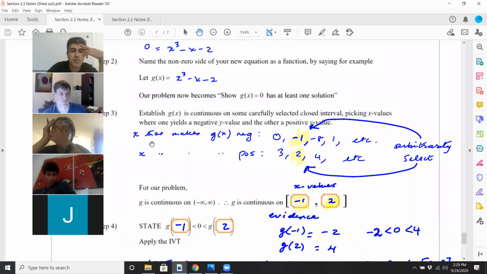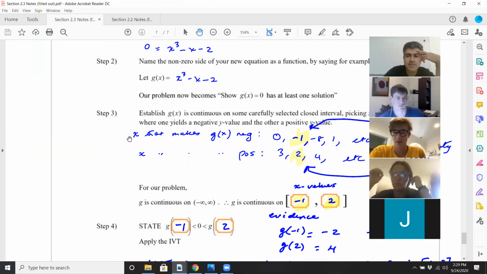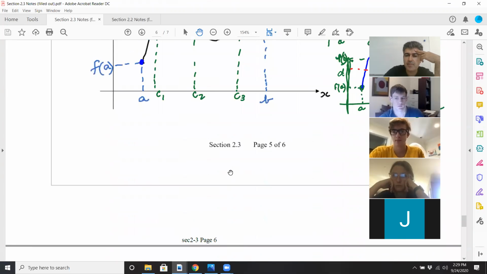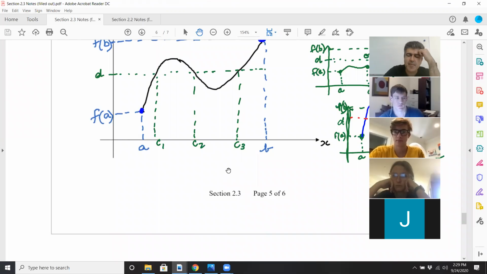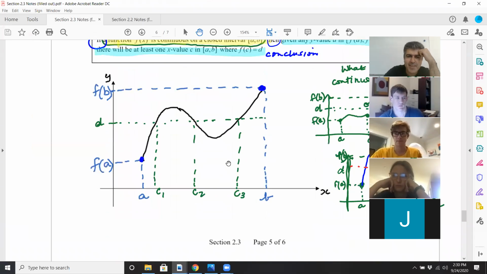Connor, I see you have your hand raised. What's up, Connor? Sorry, just a quick clarifying question. Do you mind repeating what IVT is? Yeah, totally. Actually, let me do that first. We should know the big picture, right?